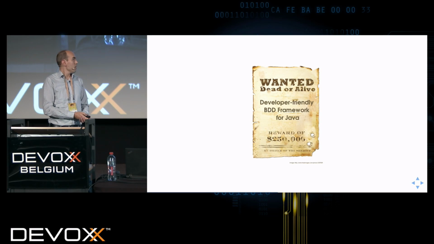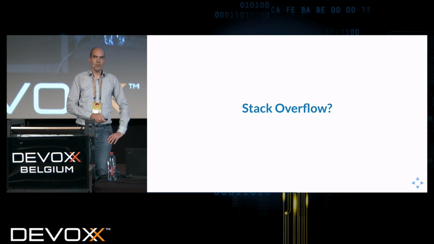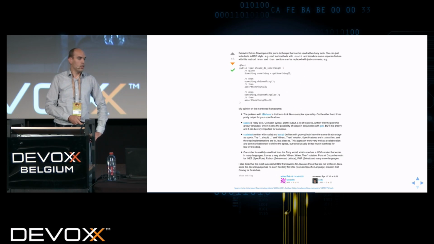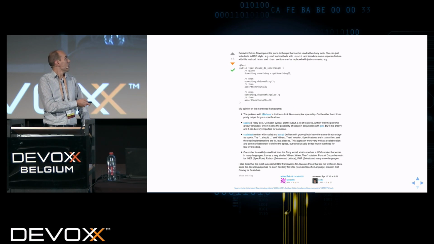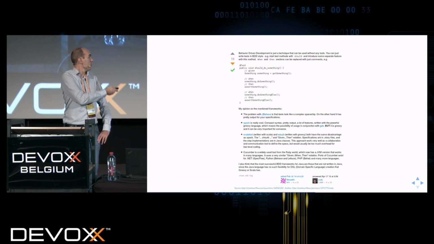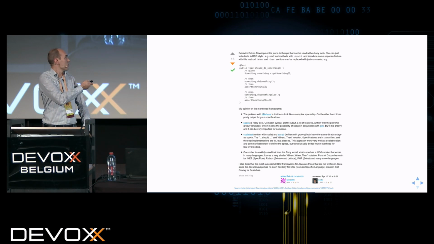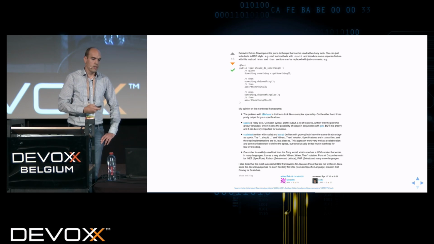So we wanted a developer-friendly BDD framework for Java. This was 3 years ago, and as good developers, we asked Stack Overflow. I want to show you because I really liked the answer. Basically, the answer was, okay, you don't need any framework in Java. You just write comments like given, when, then, and so on, and then it's basically BDD. On the other hand, he also mentioned the frameworks I mentioned before. But I really liked the last sentence.